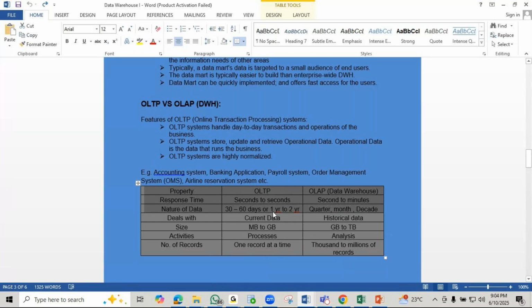So guys, the nature of the data is 30 days to 60 days or 1 year to 2 years. It may seem that my words are conflicting. Just now I told that OLTP handles current data, and here I mentioned 30 days to 60 days or 1 year to 2 years. So is it conflicting? The answer is no. My words are not conflicting.